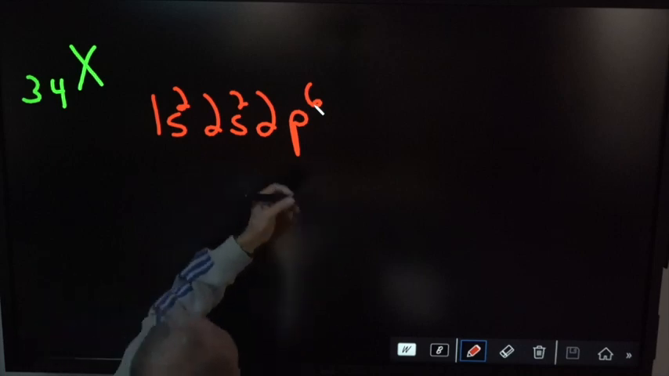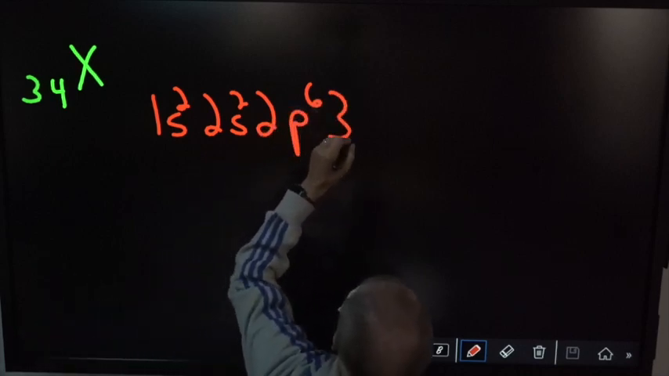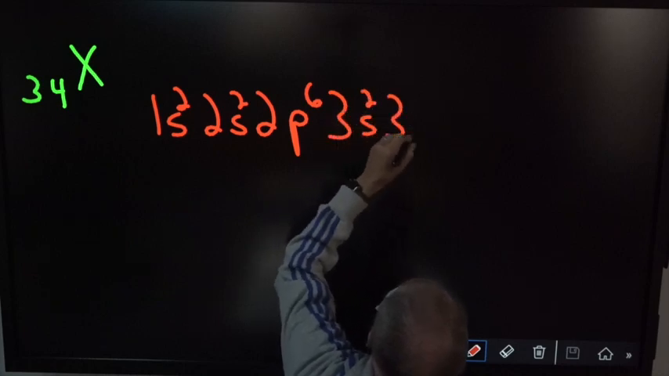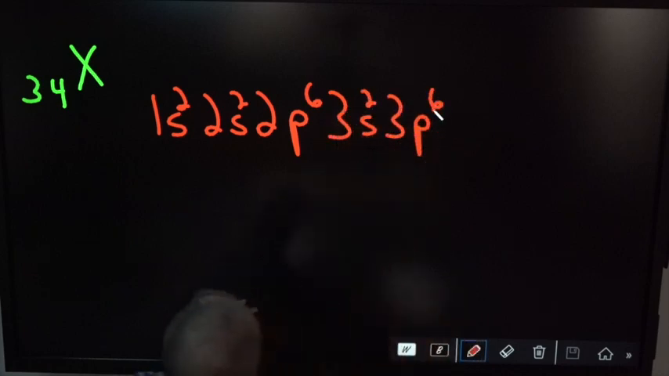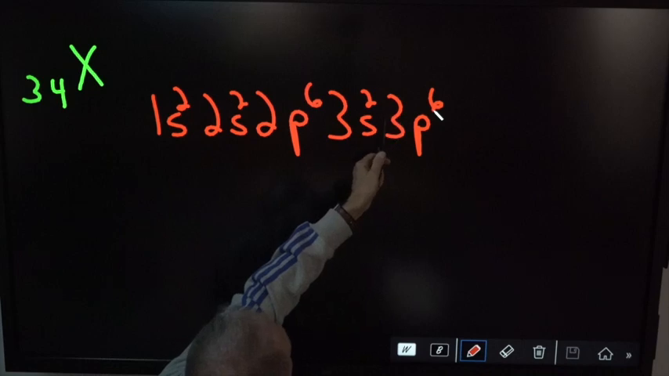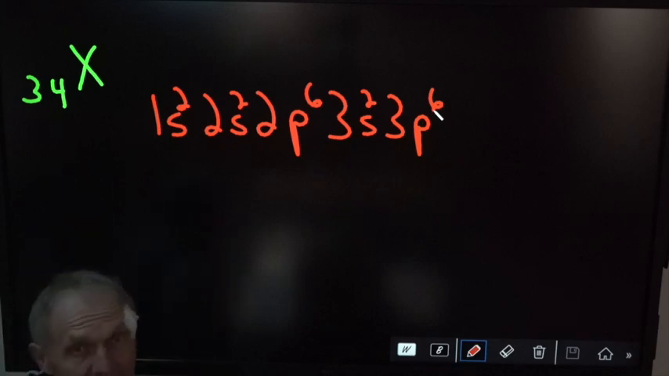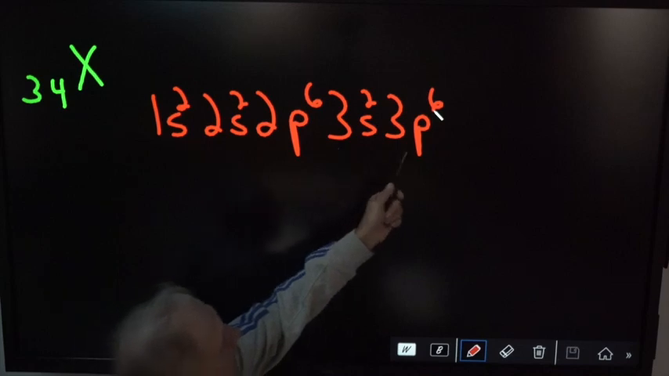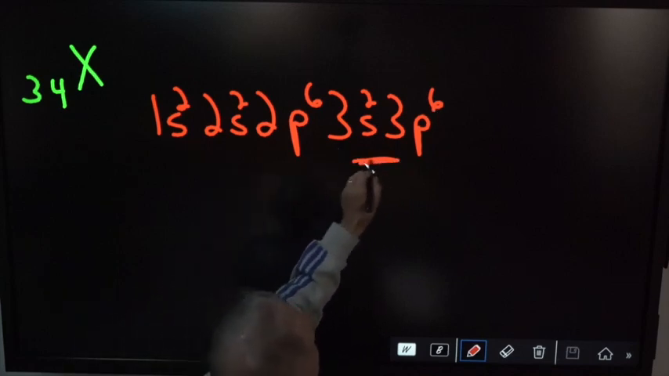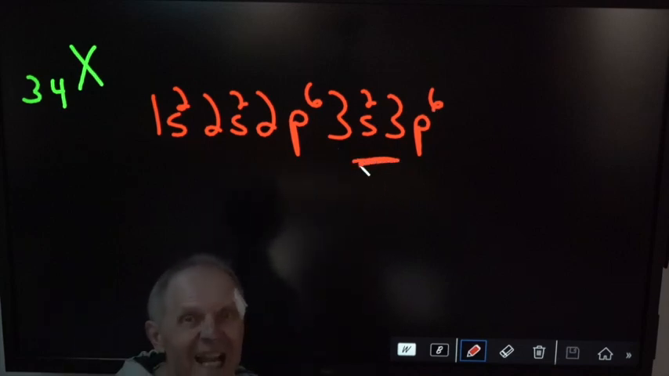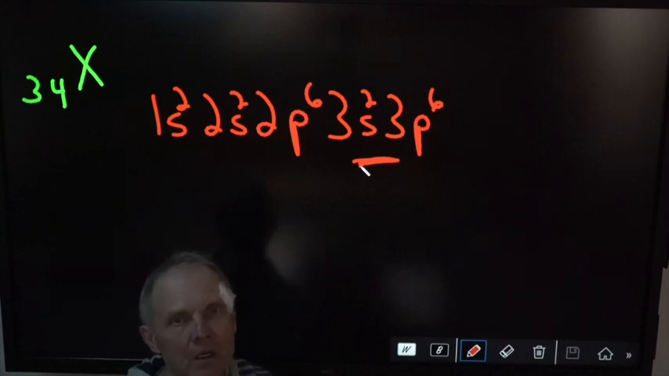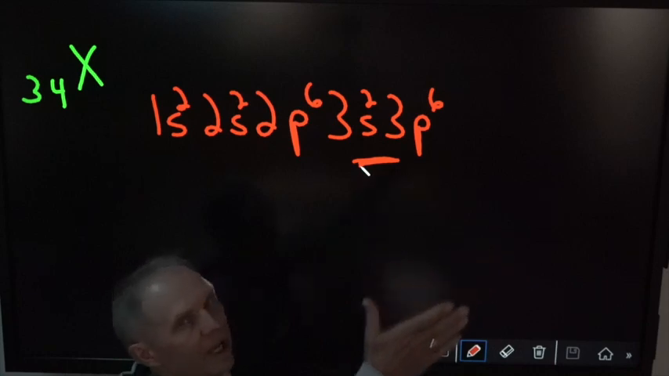So now I go to my 3rd shell. 3s2, 3p6. So let's see how many I've used. That's 14, 15, I've used 18. Now, I've got a bunch more electrons to use. But here's the problem. Look how many I have right there. I've got 8, and that's my outside shell. So rule, if I have 8 in the outside shell, I got to jump to the next shell.